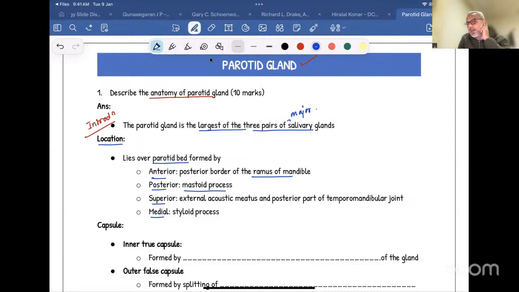So what do you have above? Anteriorly ramus, posteriorly, as you said, mastoid. What do we have above? We have the opening of the external acoustic meatus as well as the temporomandibular joint. Lower down, what we get is the styloid process. So this is the area where we get the parotid gland. Once you introduce what the parotid is, this comes next: where is the parotid located? We are done with this.